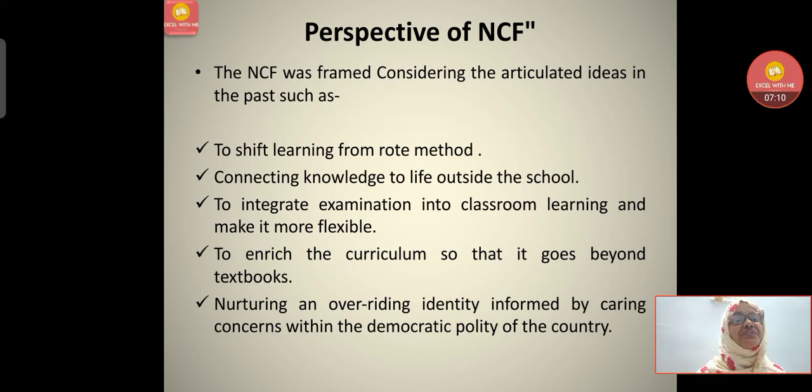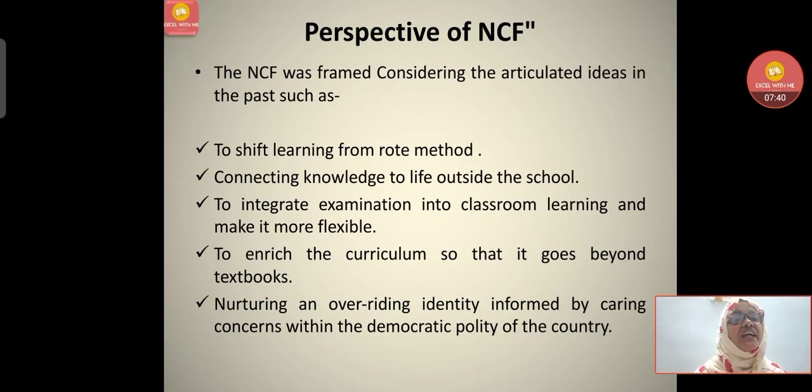The NCF was framed considering the articulated ideas in the past, such as to shift learning from the rote method, not just mugging up things and reproducing them in the examination. Then connecting knowledge to life outside the school. Not just coming to school, learning, writing, by-hearting things. They have to connect the knowledge with the outside world.